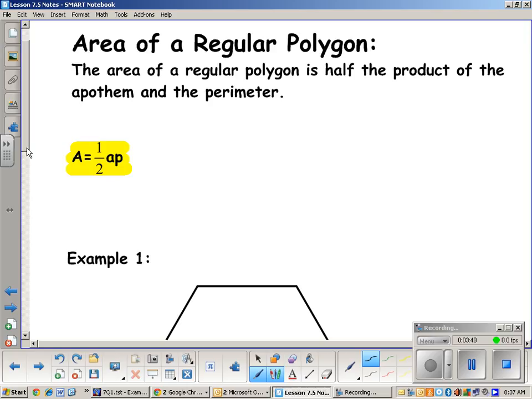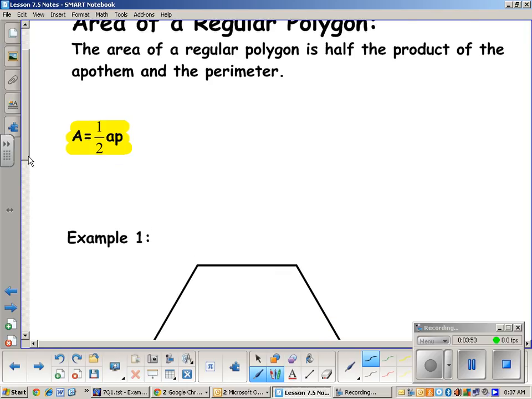Anybody not finished copying that down? All right, our first example.